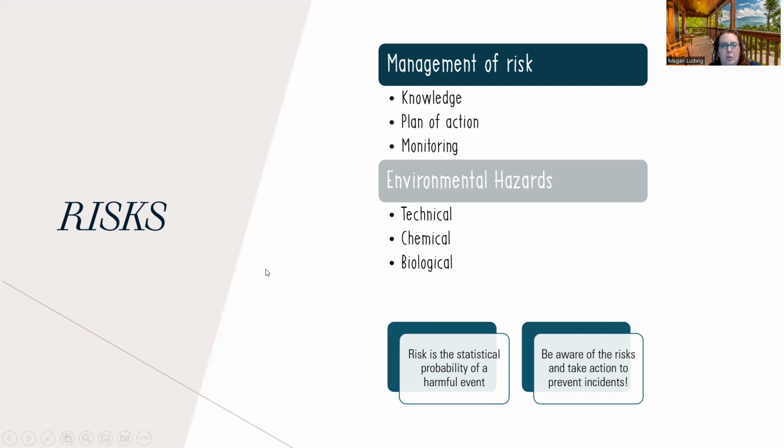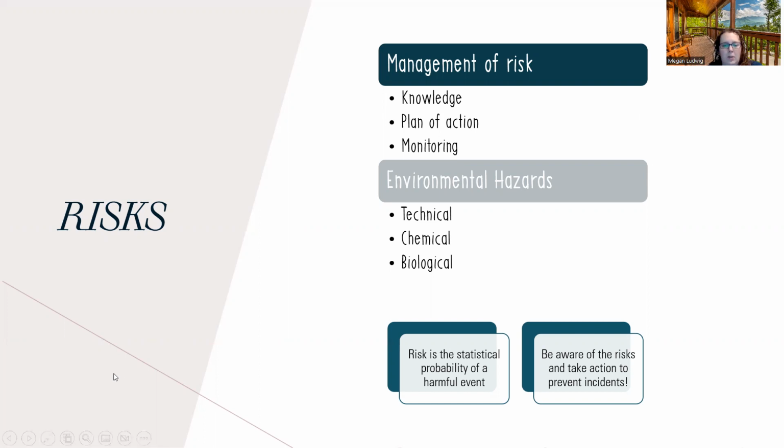So what are the types of hazards? There are technical hazards like your electrical equipment. You have chemical hazards that could cause a chemical burn or cause other chemical reactions. And then biological are going to be things like your diseases, your bacteria, pathogens, etc. We'll talk more about those in sharp safety. That's usually where we talk about those types of hazards.